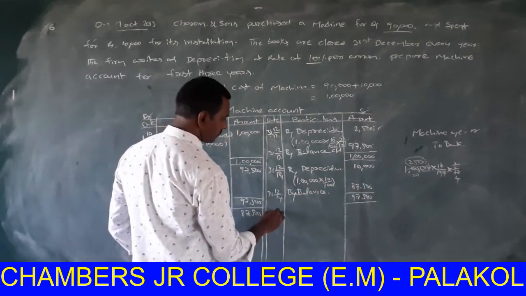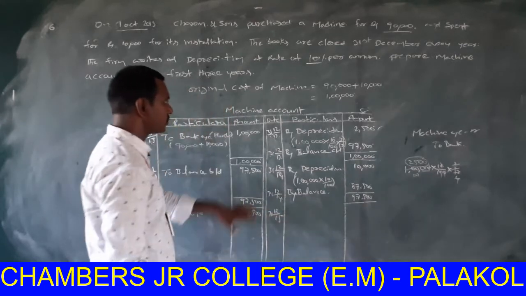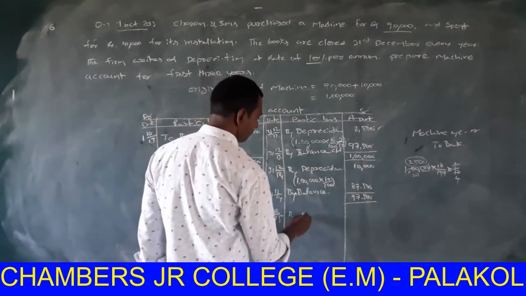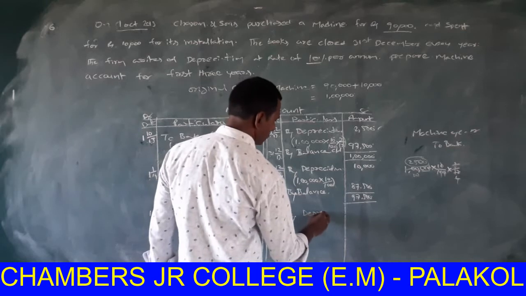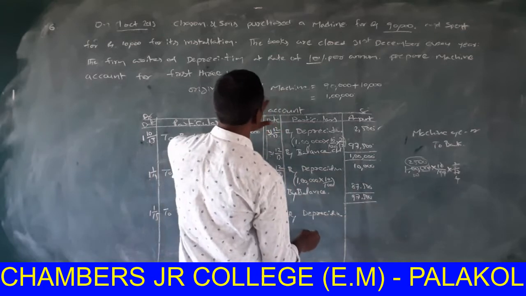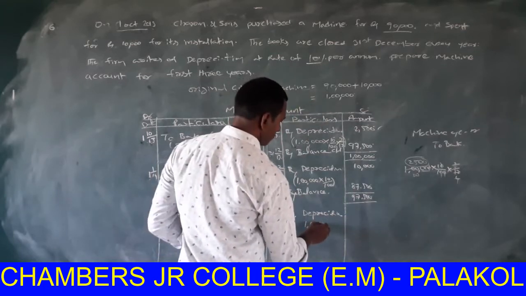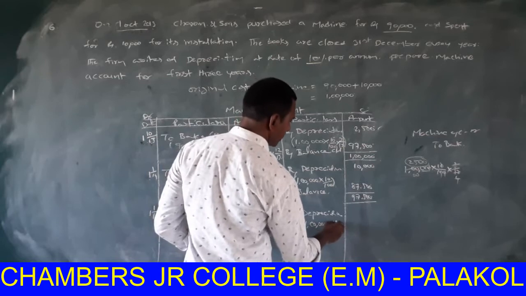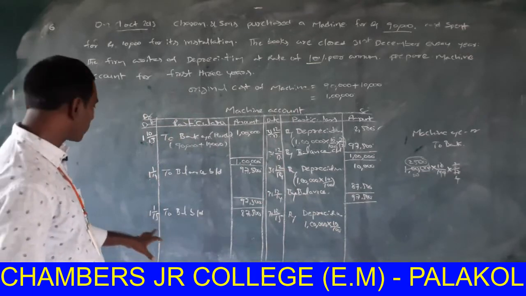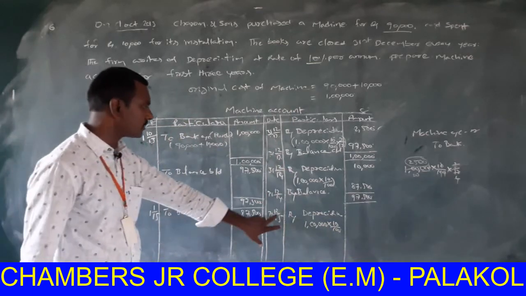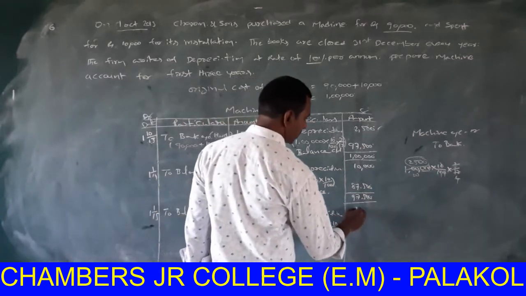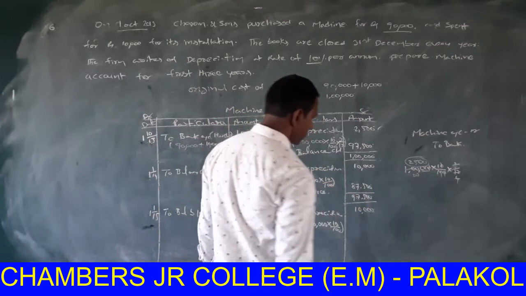87,500 in the third year. 31/12/2015, that is 2013, 2014, 2015, the third year, by depreciation. Original cost of the machine 1 lakh into rate of depreciation 10 by 100. Here also depreciation is calculated for 1 year, from 1/1/2015 to 31/12/2015, 12 months. 1 lakh into 10 by 100, 10,000. Here also the depreciation is 10,000.